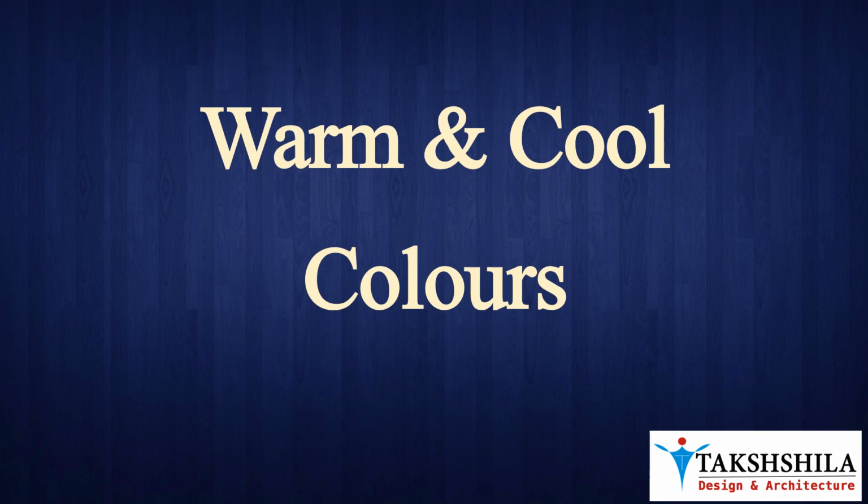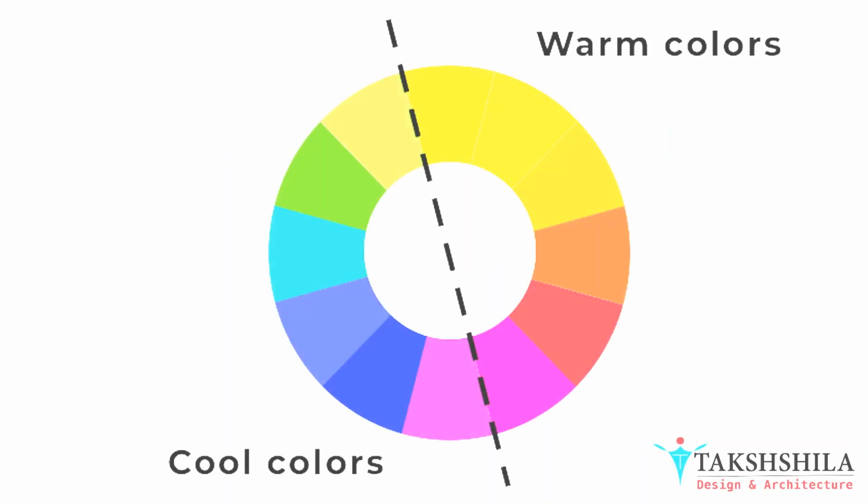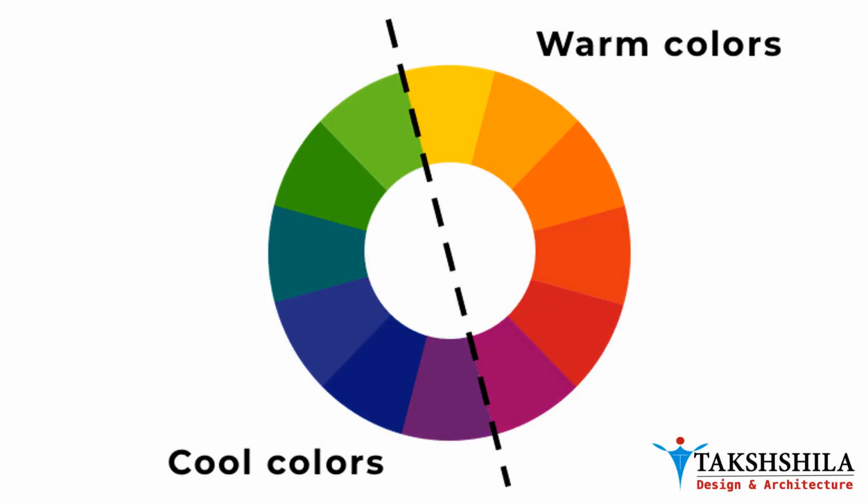Now let's find out what are warm and cool colors. When we divide the color wheel into half, the colors from yellow to violet are categorized as warm colors, whereas colors from green to purple are categorized as cool colors.